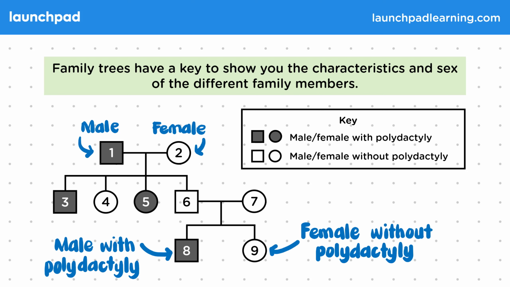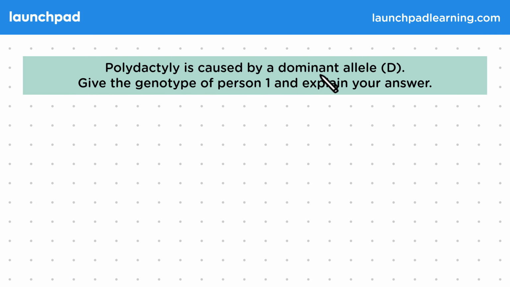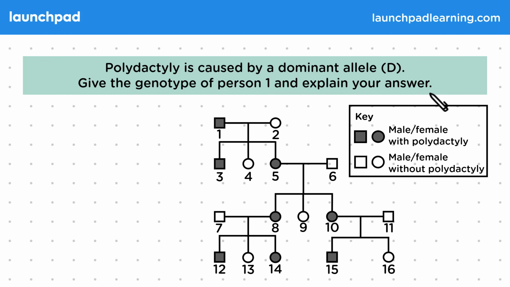So how can we use family trees to work out the genotype of people? Polydactyly is caused by a dominant allele, capital D. Give the genotype of person 1 and explain your answer. So this is a family tree which gives us information about the polydactyly disorder.